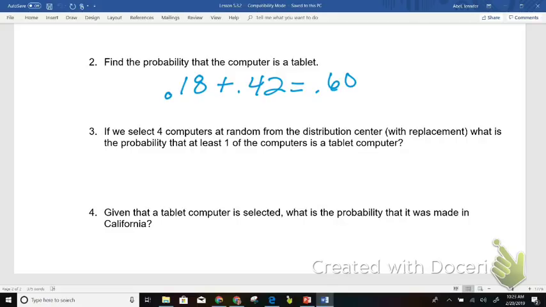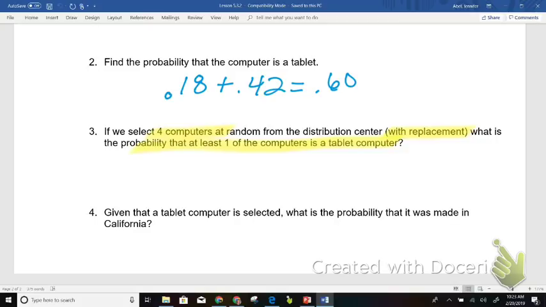Next, let's say we want to find the probability that we select 4 computers at random from the distribution center with replacement, which means we're going to put the computer back before we draw the next one. And we want to find the probability that at least one of the 4 that we pick out will be a tablet. Now, the probability of at least one means that they could be 1 tablet and 3 non-tablets, or 2 tablets and 2 non-tablets, or 3 tablets and 1 non-tablet, or 4 tablets.